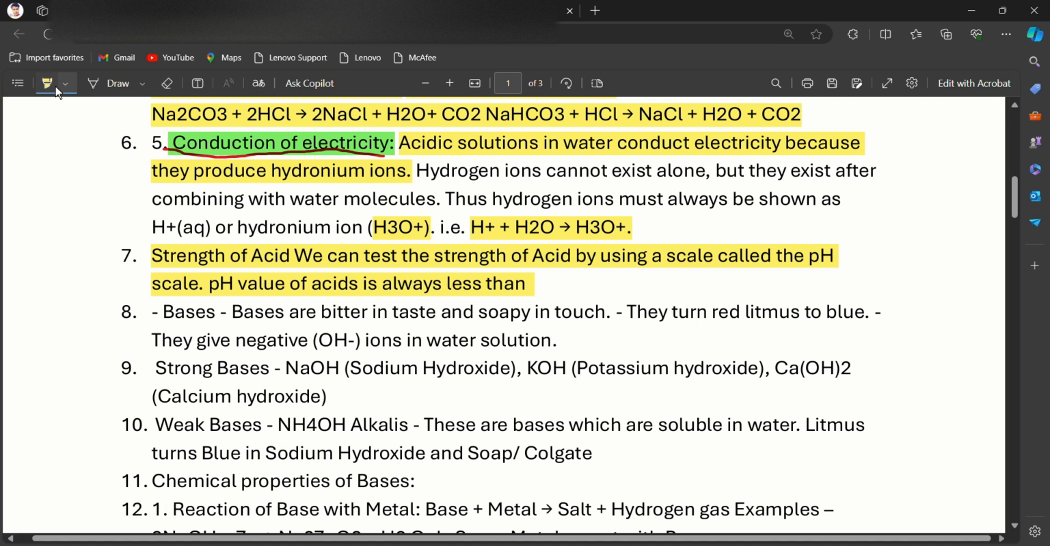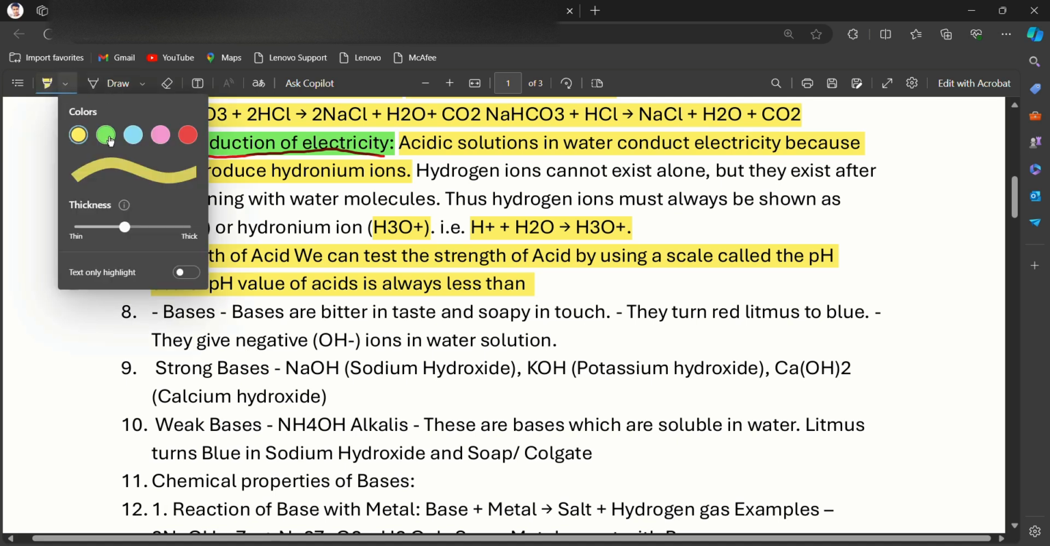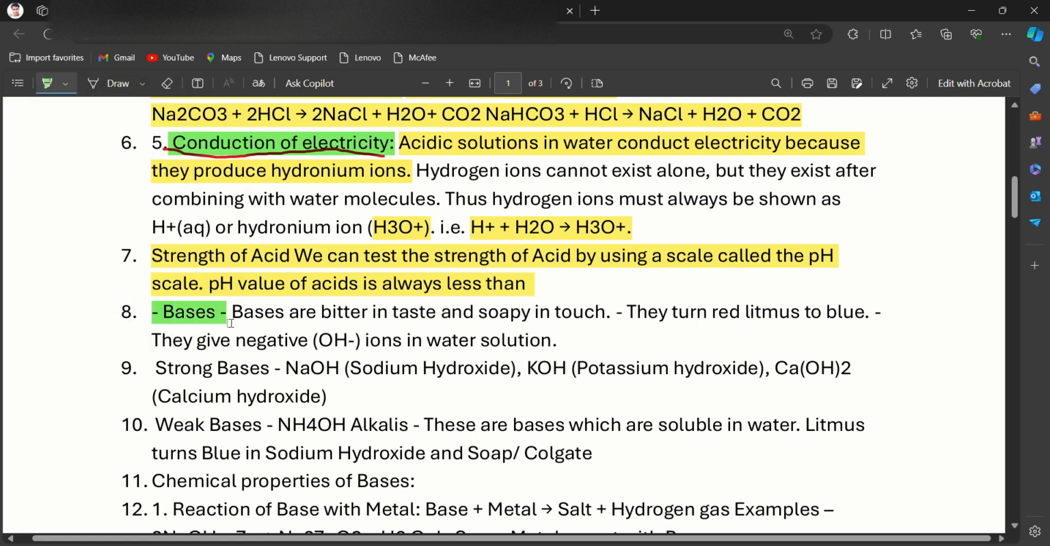Okay, now we talk about bases. Here is your new topic, bases.